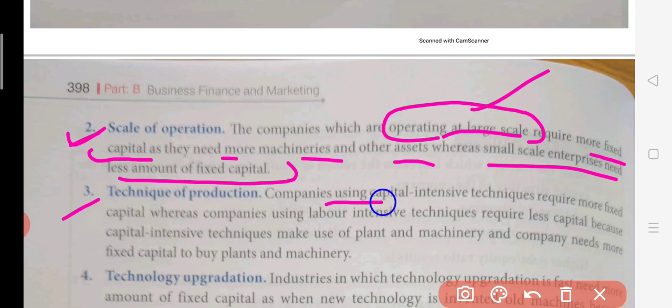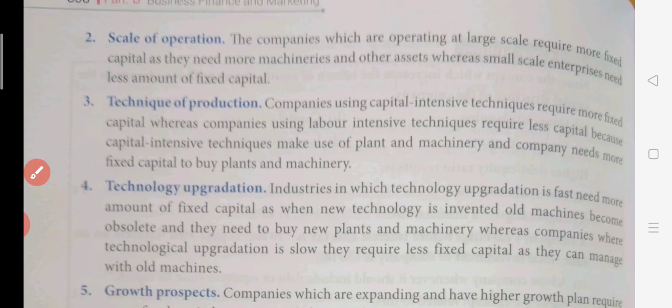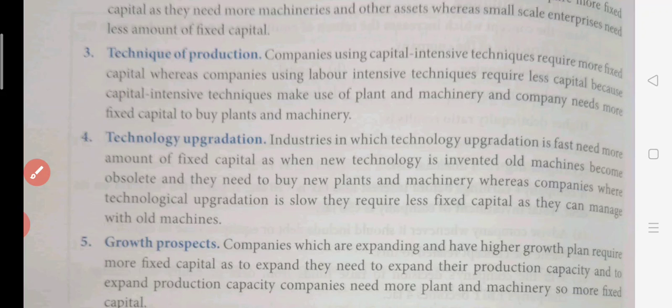Then the technique of production. If the company uses a capital intensive technique, which means more machines in comparison to labor, then in such a company the fixed capital requirement will be high. On the other side, if the company is using a labor intensive technique, then they require less capital. So the technique of production is also a factor, whether they go for a capital intensive or labor intensive technique.